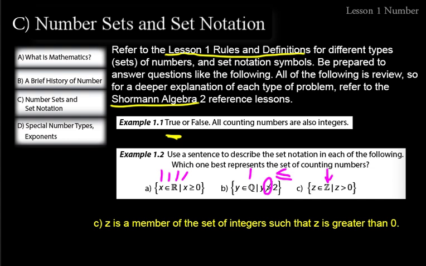And then for set C, Z is a member of the set of Z. Well, that's an integer. That symbol represents integers. Z is a member of the set of integers such that Z is greater than 0. If it's integers, that means non-decimal things, like a 0, a 1, a 2. So if it's greater than 0, it has to start with 1, and then 2, and then 3, and so on. So C represents the set of counting numbers. That would be our second question there. Which one best represents the set of counting numbers? That would be the set represented in C.